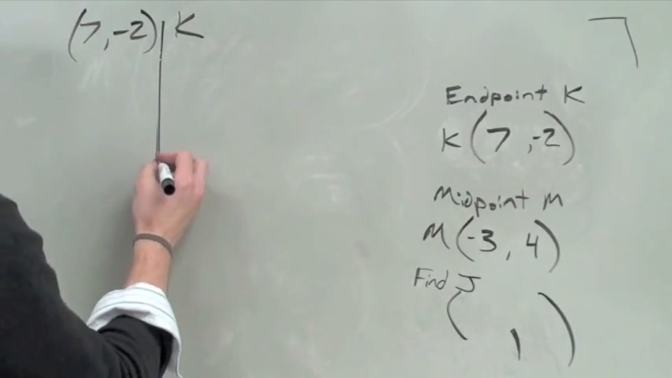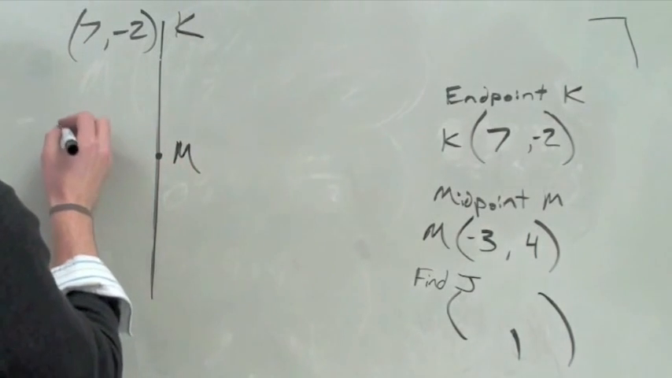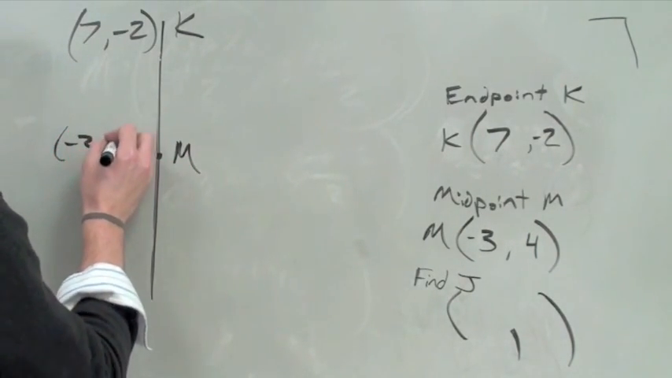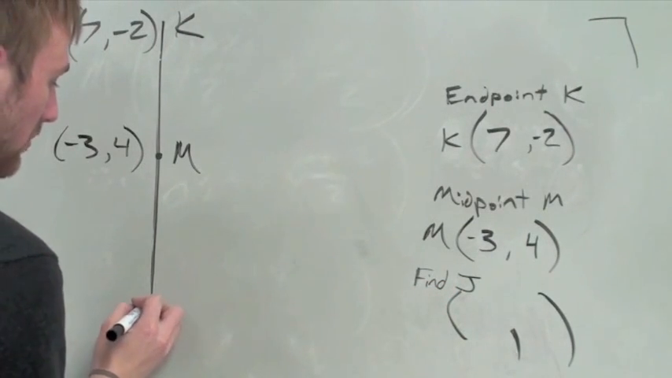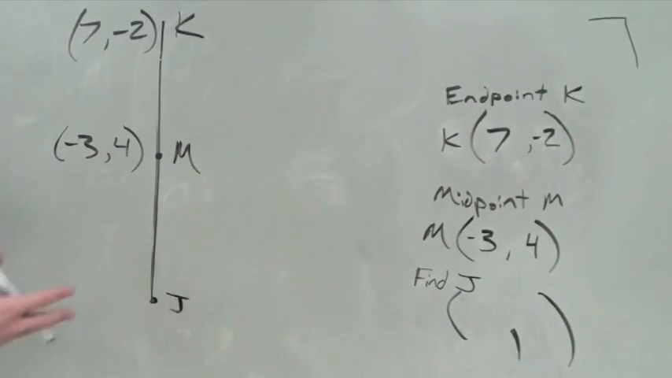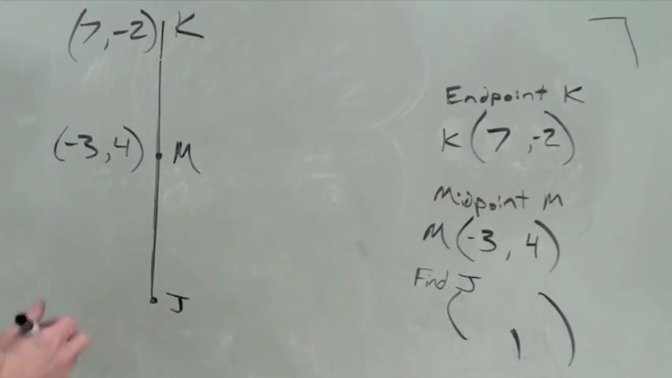Now our midpoint is M, so it's in the exact middle. It's at -3, 4. And then we're trying to find J, which is our other endpoint here. Okay, so we would have to draw this line. We know M is in the exact middle. This is what we do.